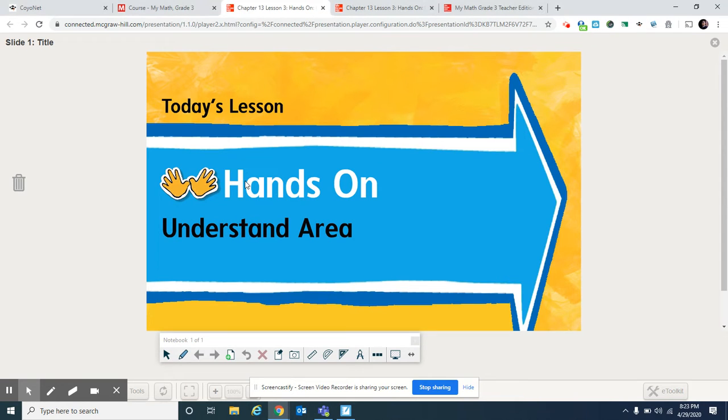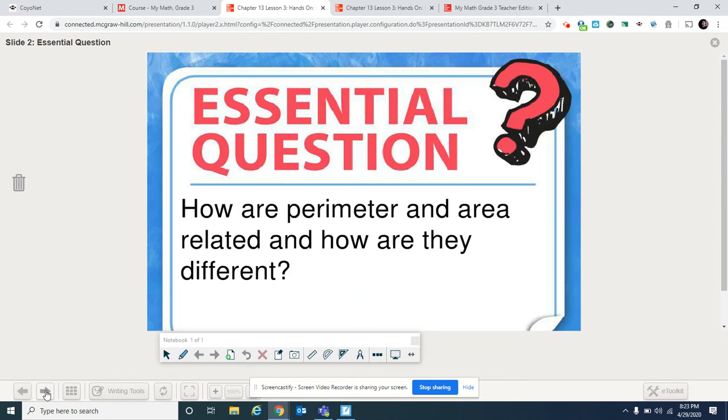Today in our math class, we'll be discussing hands-on understanding area. Are you guys ready for this topic? Great. But before that, we'll be answering the essential question for chapter 13, which is: how are perimeter and area related and how are they different?